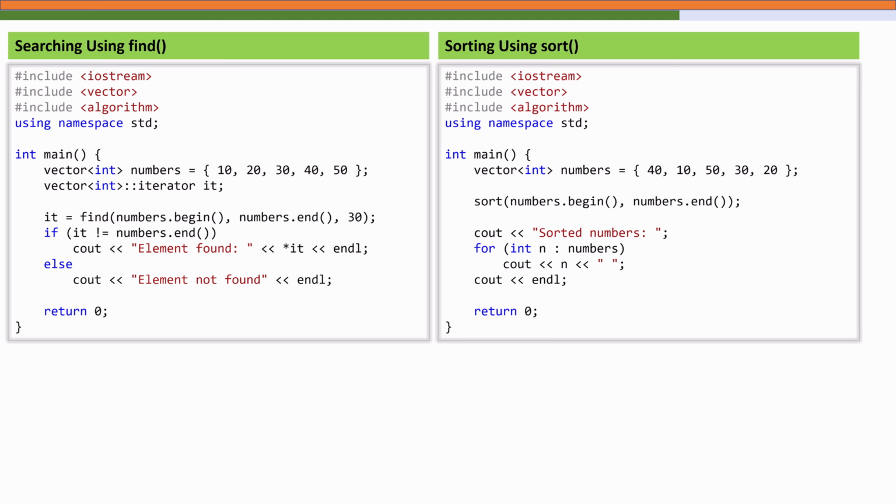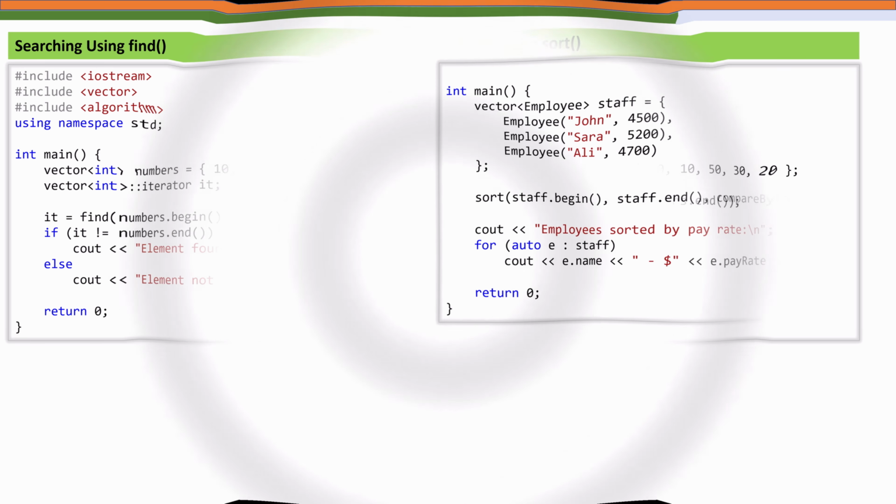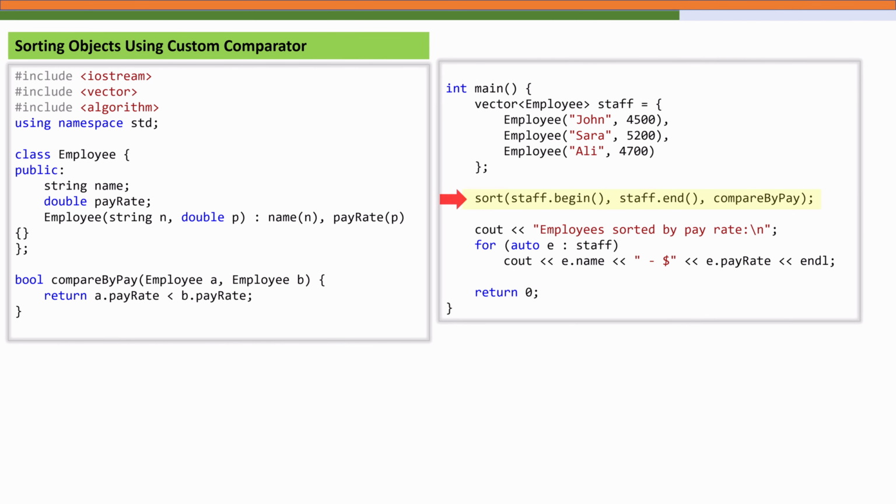The sort algorithm is another classic example. It takes two iterators, the start and end of the range, and sorts the elements in ascending order. The STL sorting algorithm is highly optimized, often faster than many custom written sorts. When working with objects, we can tell the sort function exactly how to compare elements by passing a custom comparator function. Here compareByPay compares employees based on their pay rate. The sort function then automatically orders the employee list accordingly. So this illustrates how iterators, templates, and algorithms come together, allowing STL functions to work seamlessly with user-defined data types.